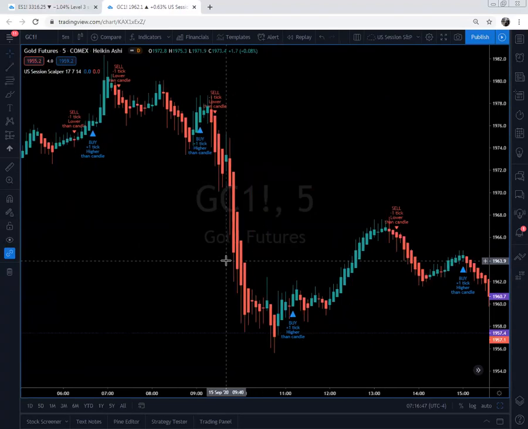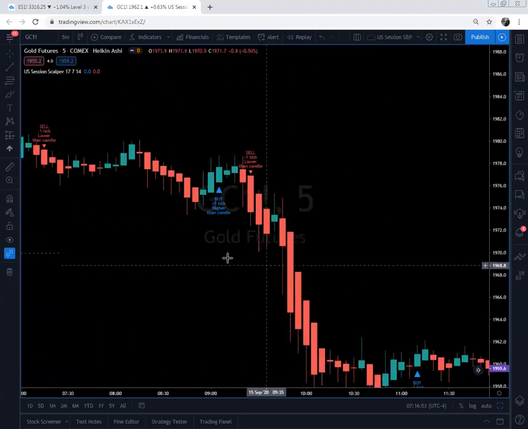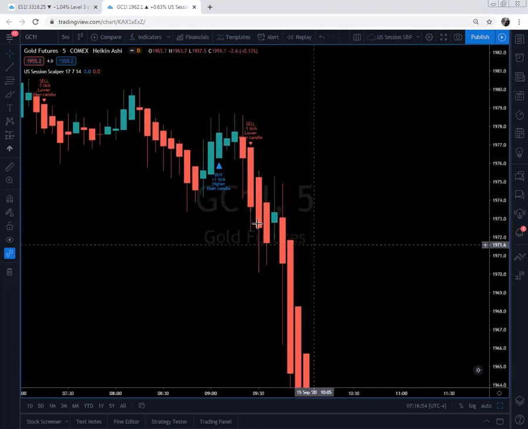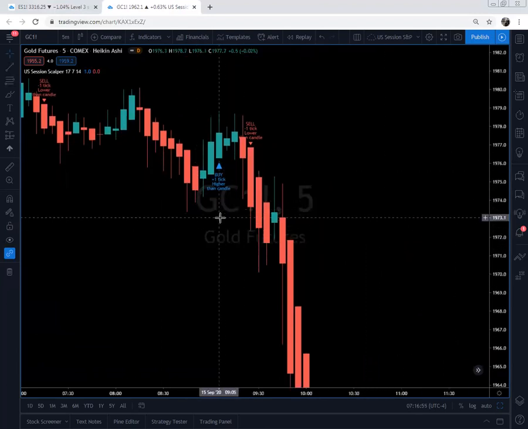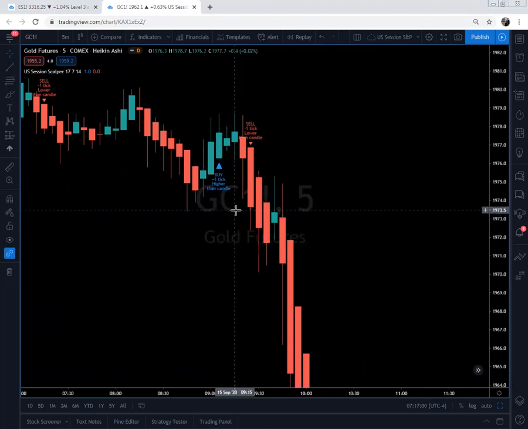Okay, so at 905, we have this one buy call signal. Let's see if this one got triggered. The high is 1978.7. Okay, not hit. This one also not hit. Okay, just nice. Then the second signal is the valid one.